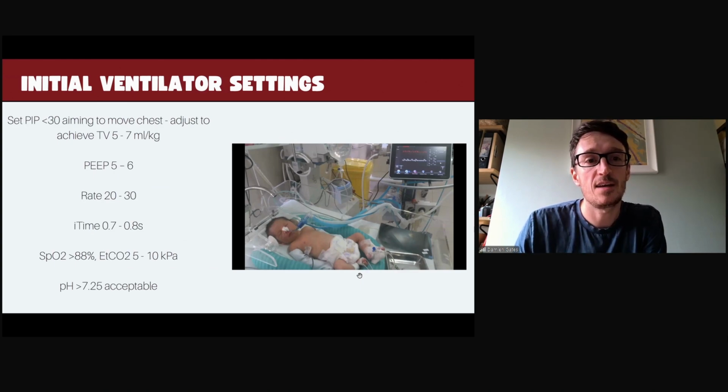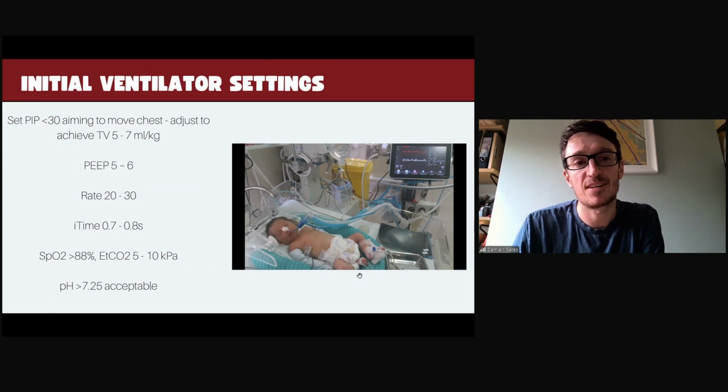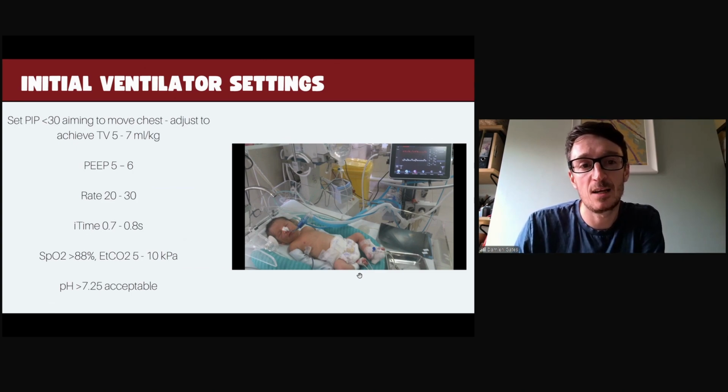Initial ventilator settings that I would suggest. In our unit, we pick a tidal volume mode, but you can also use a pressure targeted mode. I would suggest aiming below 30 to start. You're trying to get the chest to move adequately, and you'll be aiming with your pressure to achieve a tidal volume of about 5 to 7 mL per kilo. Set your initial PEEP to 5 to 6.